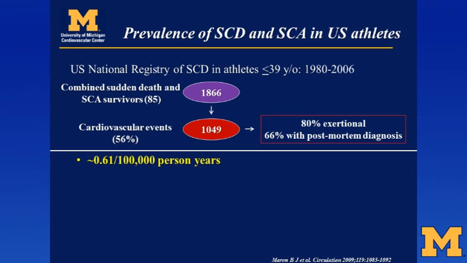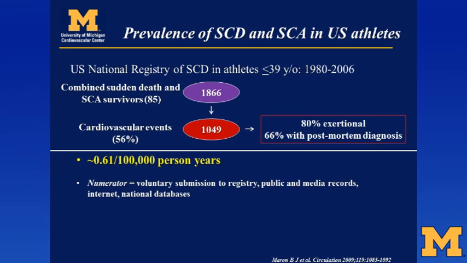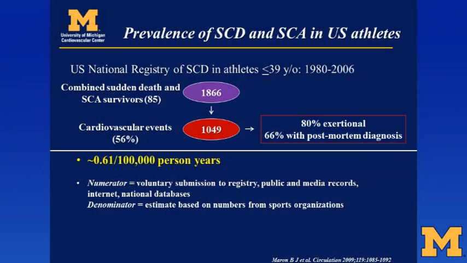Now that's quite a bit lower than what we've seen for the general population, but you've got to keep in mind a couple things. So first of all, how did they get the numerator? Voluntary submission to a registry, public and media records, internet searches, and national databases. So you can see that there is almost certainly an underreporting of cases of sudden cardiac death and cardiac arrest in this report. The denominator is an estimate based on numbers of athletes competing from different sports organizations, so it's hard to know whether that number is accurate either. But it really is the best that we have, and it was a tremendous effort to put this together.